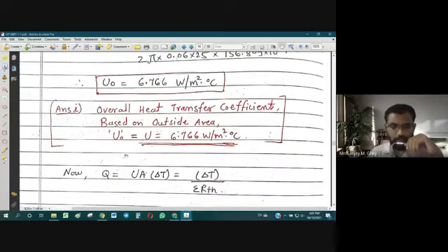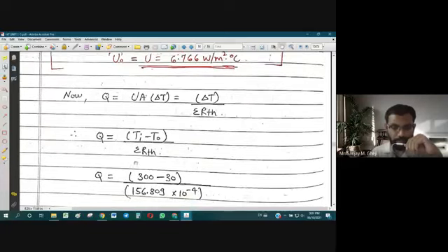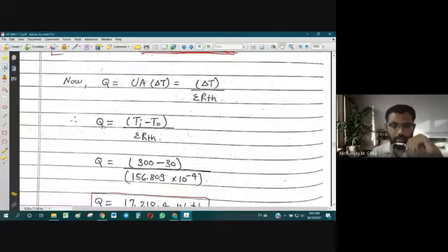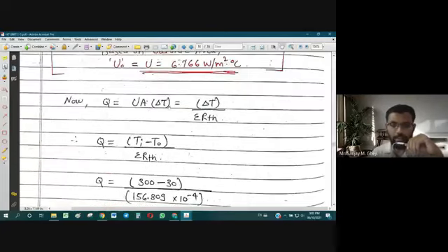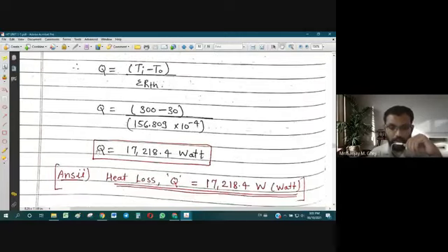Now we can use this to find the heat transfer rate, total heat transfer rate. So Q equals UA into delta T, so Q equals delta T upon summation R thermal. We can use any of the formulas. You can go with this formula, or you can also go with this formula. Anyway, you are going to get the same answer. So Ti minus To is 300 minus 30 divided by summation R thermal. We have already found that out, we use that value, 156.809 into 10 raised to minus 4.